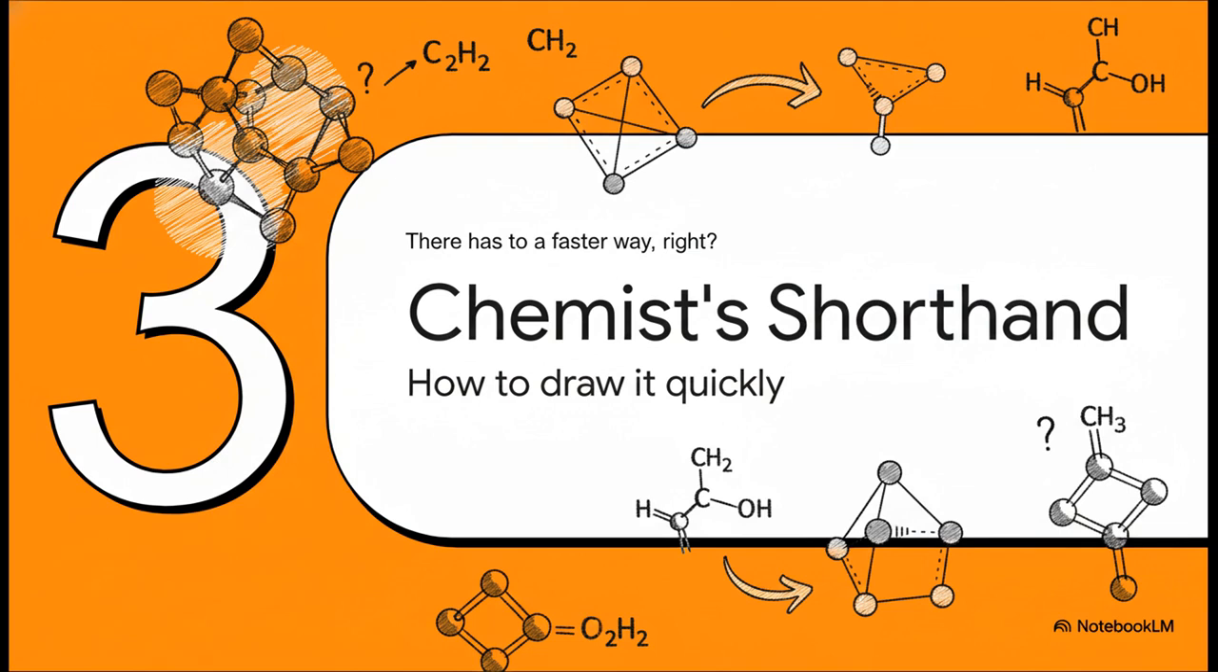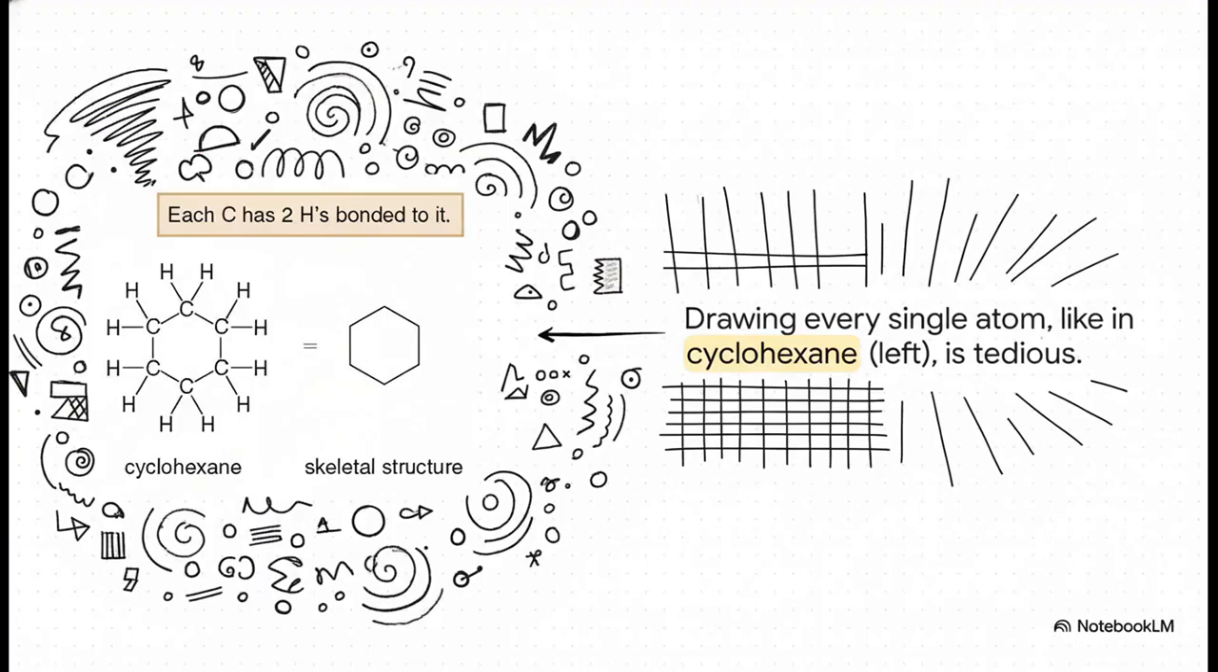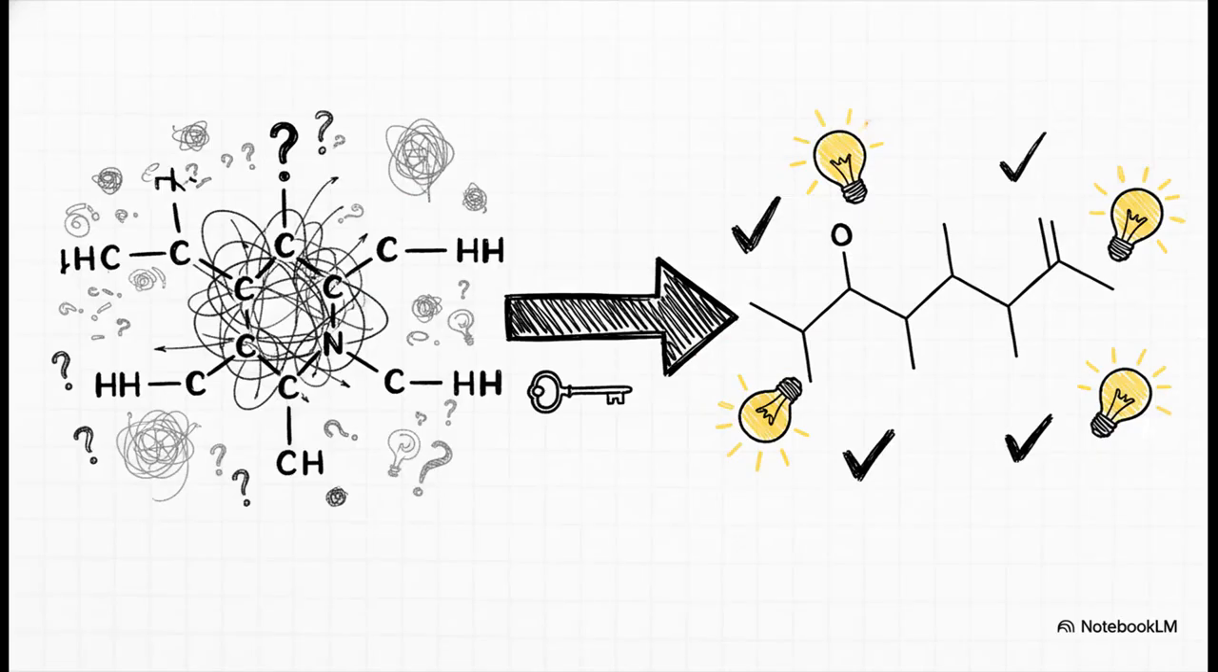But let's be real. Drawing every single atom and bond every single time would take forever. There's got to be a shortcut, right? Oh, for sure. Just look at this drawing of cyclohexane. I mean, writing out all those C's and H's is a total pain. And worse, all that clutter actually makes it harder to see the important part, the actual shape of the molecule skeleton. So chemists did what chemists do best. They came up with a code. It's a visual shorthand, a way to draw these huge, complicated things in just a few seconds. Once you know the secret, of course.